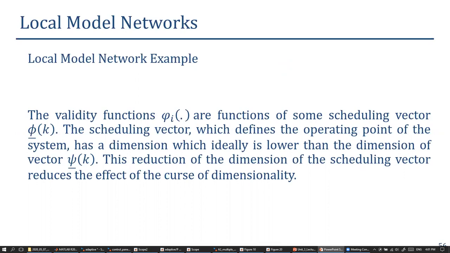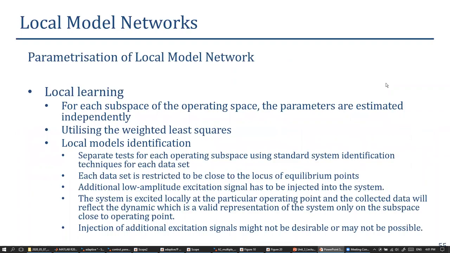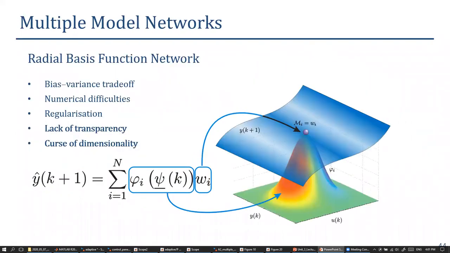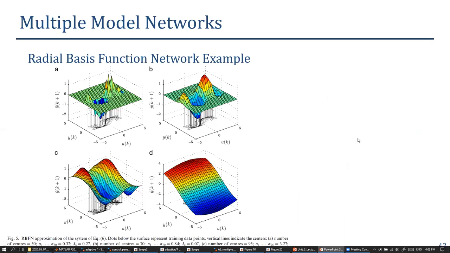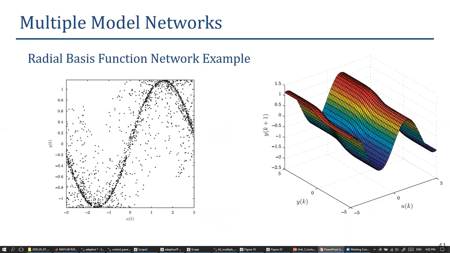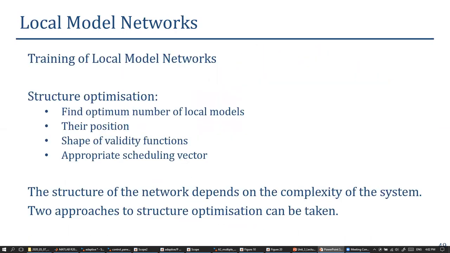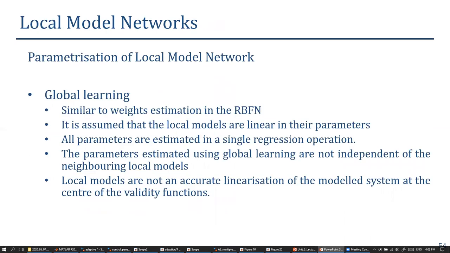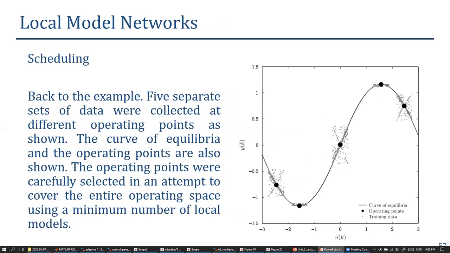So we will do now the same example, as it was done before with the neural networks. We will do this example again with the local model networks. What we do is identify the five local models at the different operating points, like that.